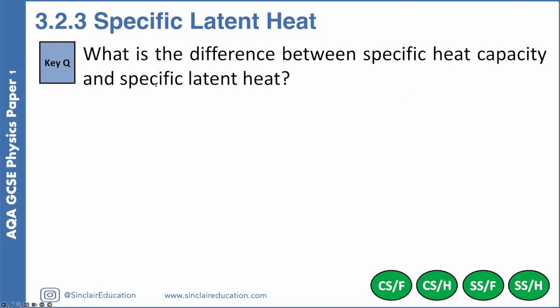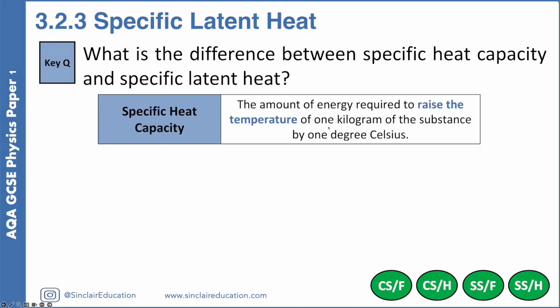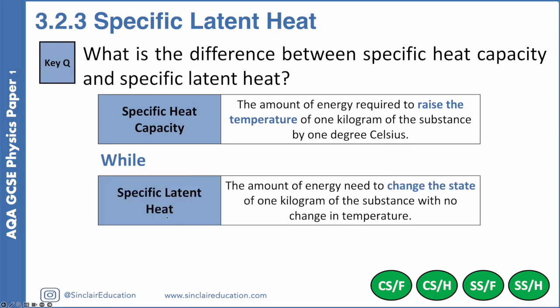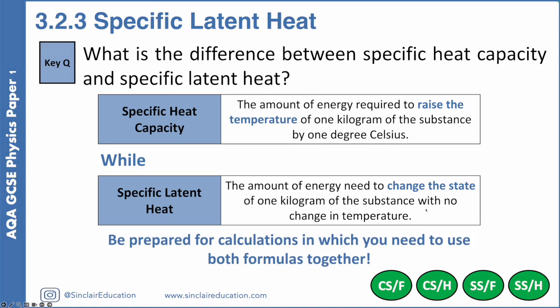So, especially moving into the higher, there is a very big difference between specific heat capacity and specific latent heat. Heat capacity is the energy you need to change the temperature of a kilogram by 1 degree Celsius, while latent heat is the amount of energy you need to change the state of 1 kilogram, but notice there's no temperature change. So specific heat capacity has got no melting or state change. Latent heat has got no temperature change. What this does mean is that for a higher question, you should be prepared to possibly include both of these formulas or equations together. It would be grade 8, 9 through and through.